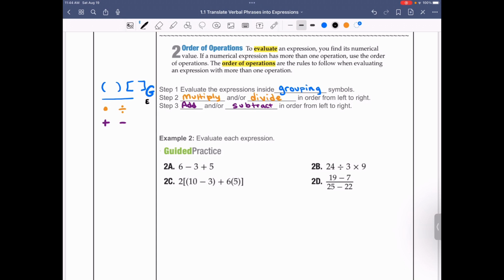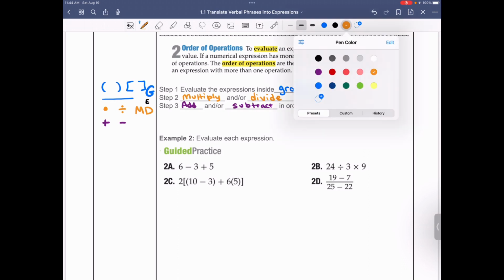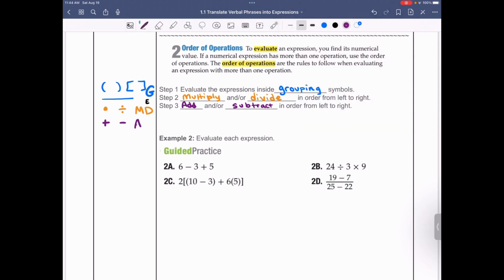So I'm going to write it really small. And then we have multiply and divide. And then we have add and subtract. And that's GEMDAS. So we're going to save the exponents for later. But if you remember GEMDAS, it helps you do the order of operations in the correct order. If you do operations in the incorrect order, you get an answer different than what was intended sometimes.